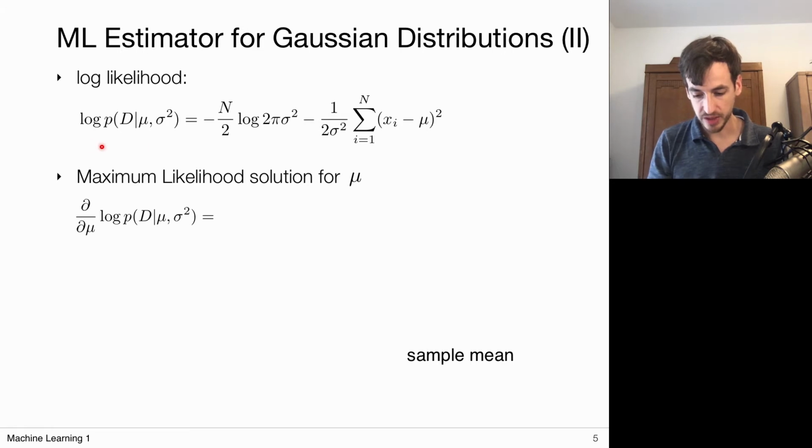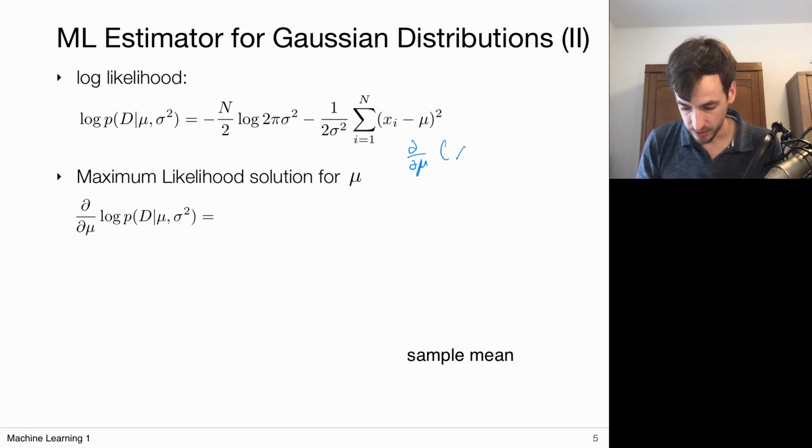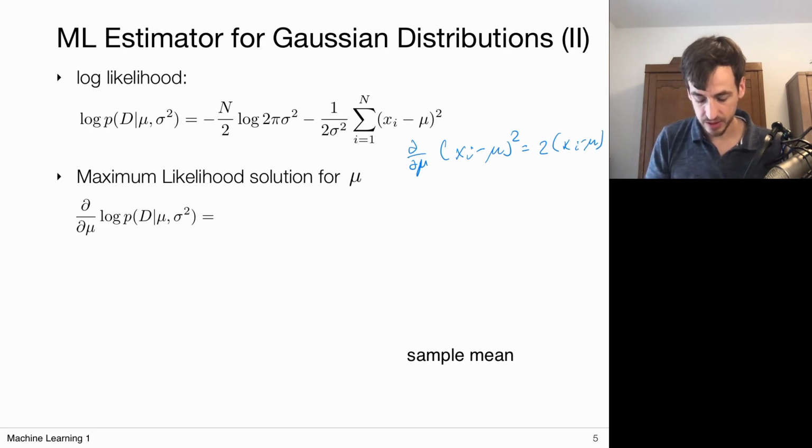So we just derived this expression for the log likelihood. Now let's write this out. This term doesn't depend on mu, so its derivative becomes 0. So we focus on this term. We note that the derivative with respect to mu of (xi minus mu) squared is 2 times (xi minus mu). Okay, so let's use this. So it tells us that the derivative is equal to 1 over 2 sigma squared. It's a constant, it isn't affected.